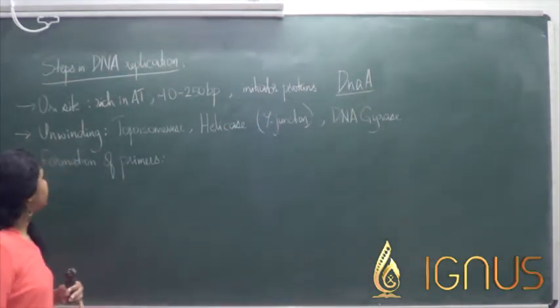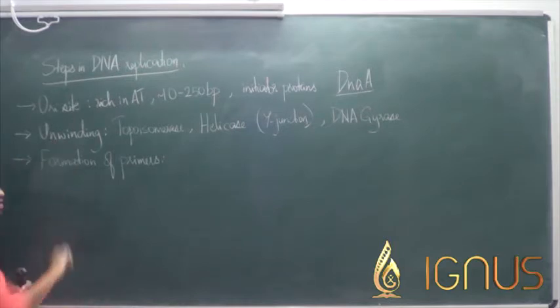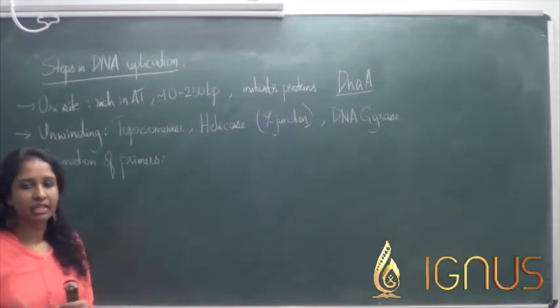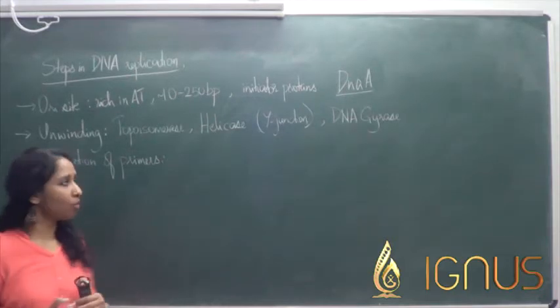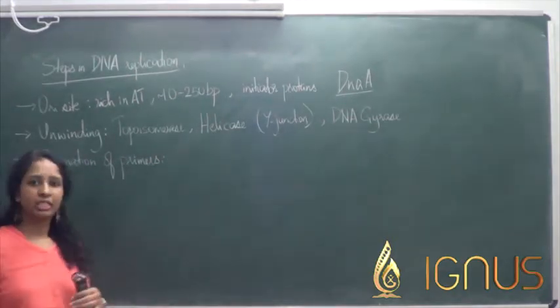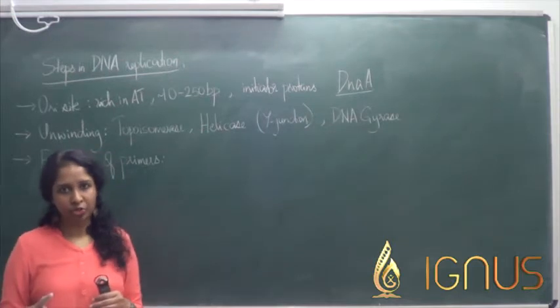The next step in DNA replication will be, of course, the unwinding of the DNA strand, and there are three major enzymes which are involved in it. Topoisomerase, like I was explaining, is going to remove the supercoils.